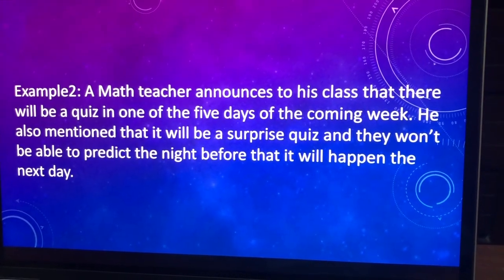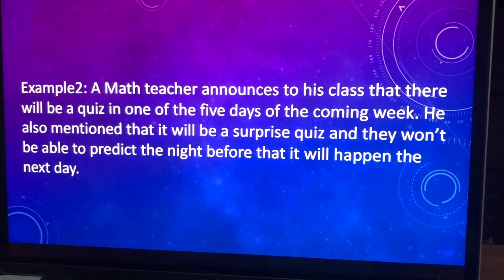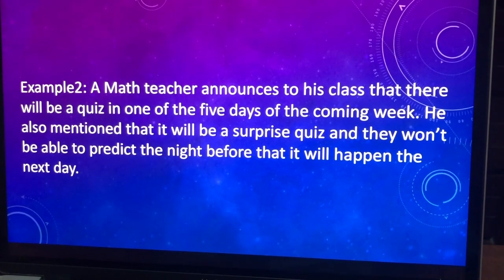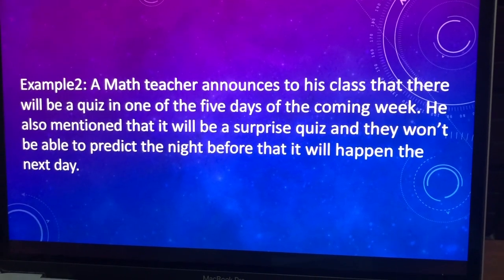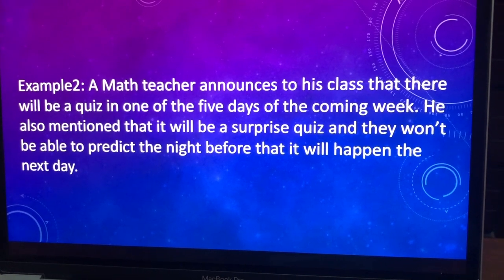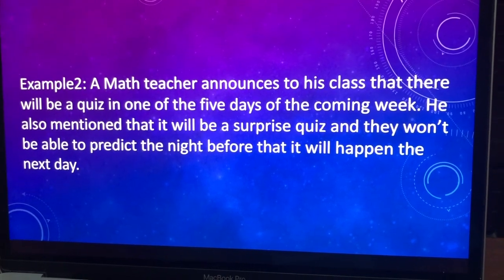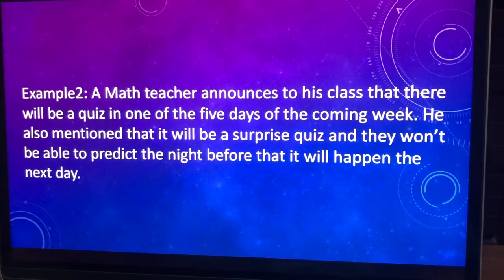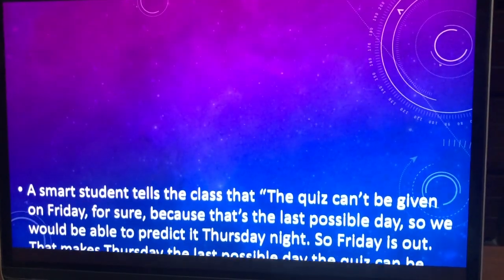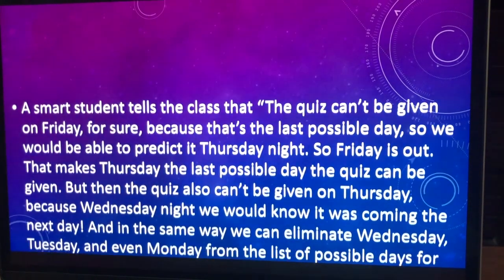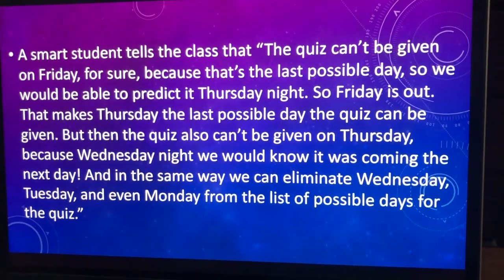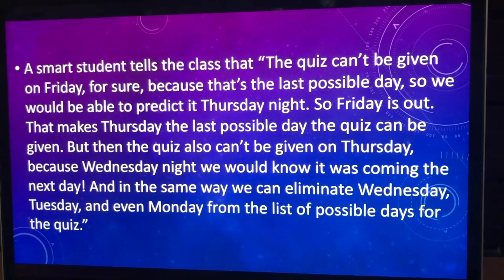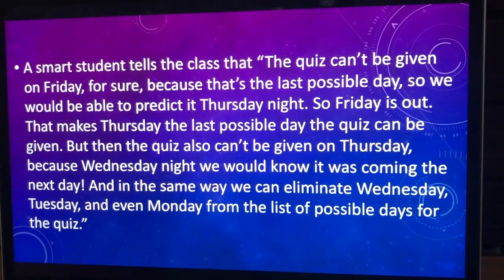Example 2. A math teacher announces to his class that there will be a quiz in one of the 5 days of the coming week. He also mentioned that it will be a surprise quiz and they won't be able to predict the night before that it will happen the next day. A smart student tells the class the quiz can't be given on Friday for sure because that's the last possible day, so we will be able to predict it Thursday night.